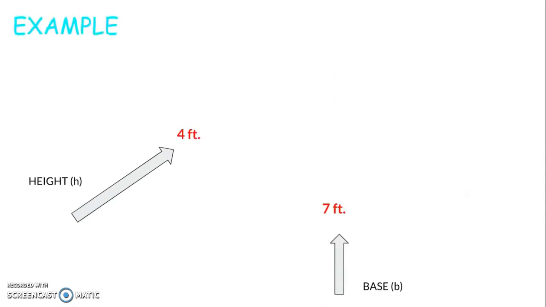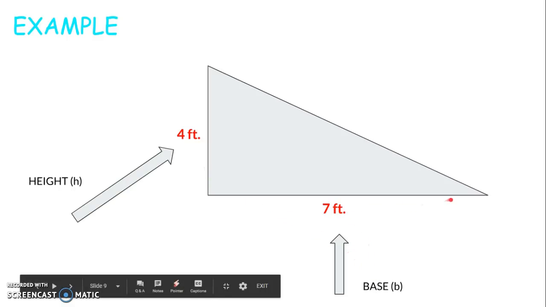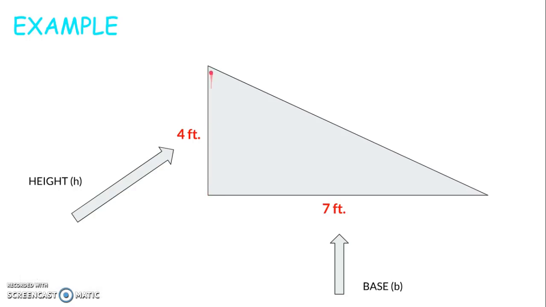So here is our example. I'm giving you a basic right triangle. Okay? You can read the things. Here's the height, straight up and down, 4 feet. Here's the base, 7 feet. Remember, the base is point to point. The height is point to point.